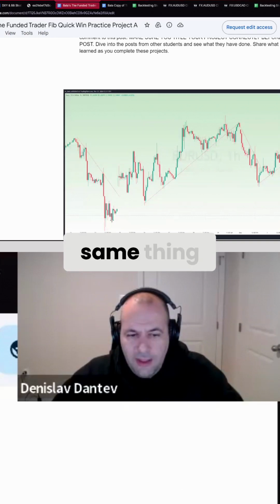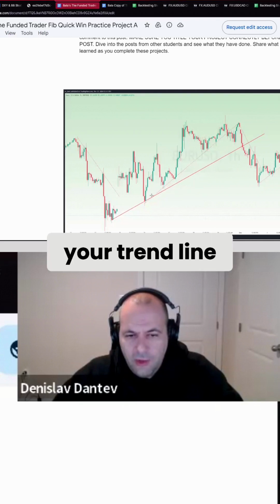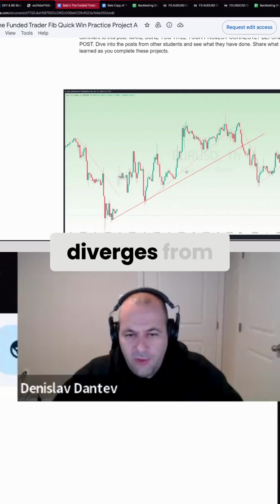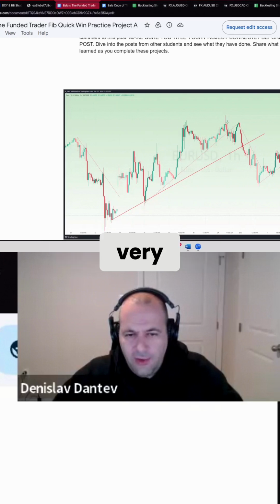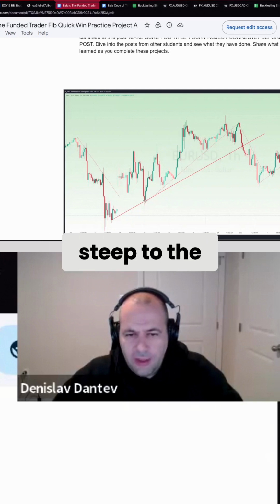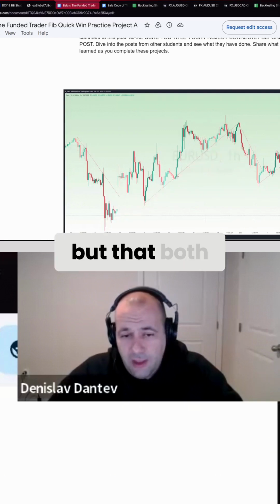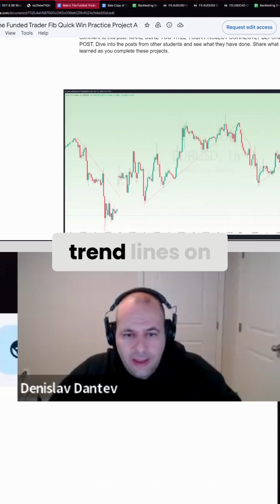Down here, same thing, right? This wave started much lower. It started here on the bottom, so this is where your trend line should start, from the bottom. And if price diverges from it a lot, very steep to the upside, then you can have a secondary trend line here to track a little bit closer to price action. But I would keep both trend lines on my chart.